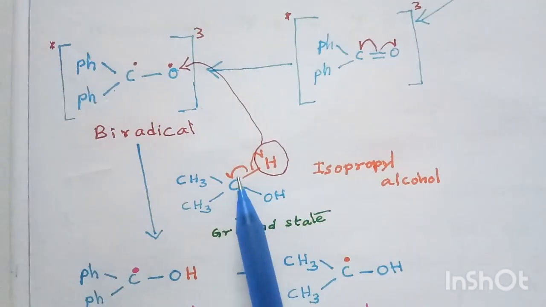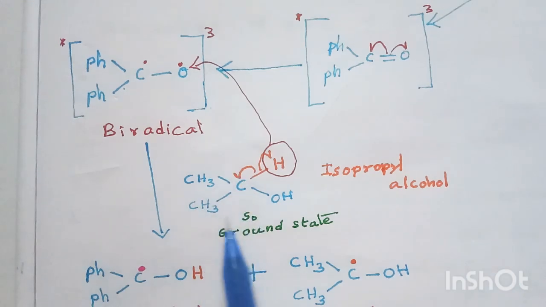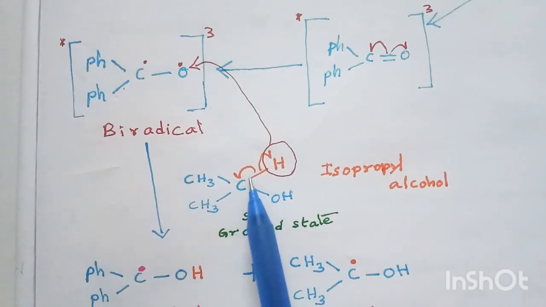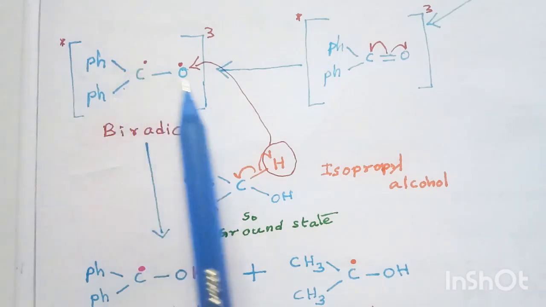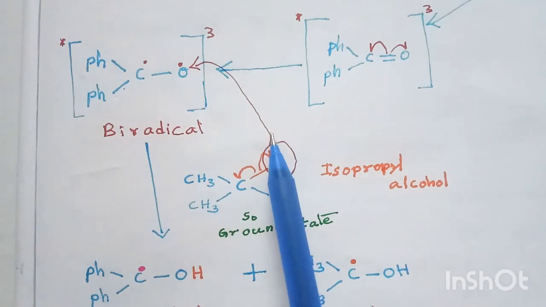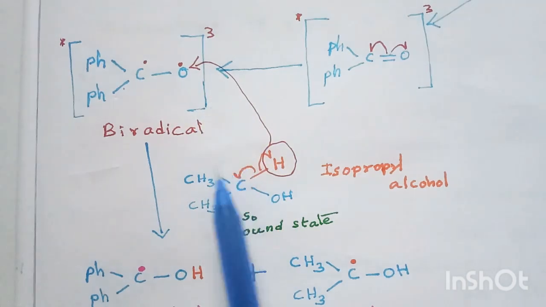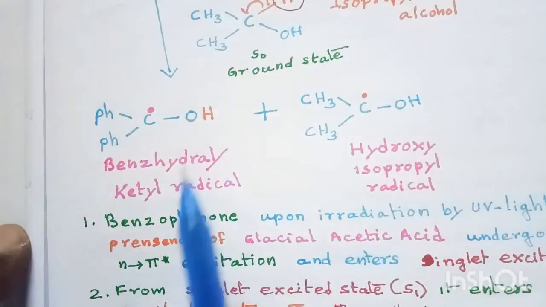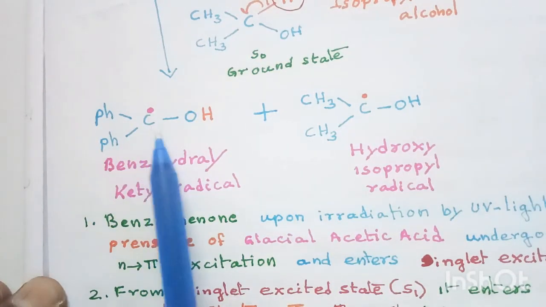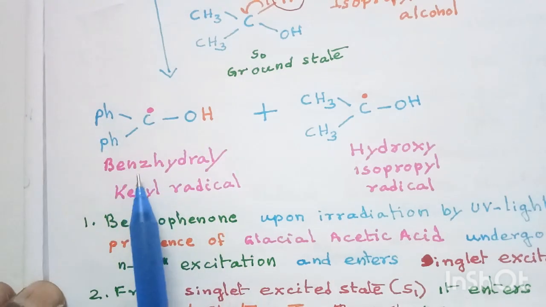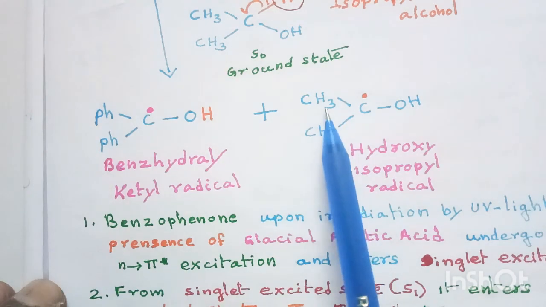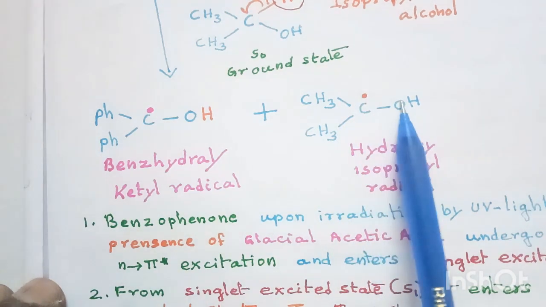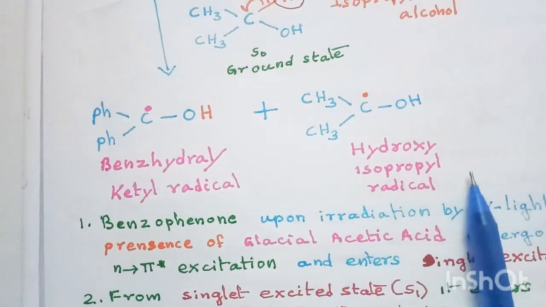Then this biradical will react with isopropyl alcohol, that is (CH3)2CH-OH. The oxygen radical of the biradical abstracts the hydrogen from isopropyl alcohol to give us two new radicals. They are Ph2C-OH radical, which is called benzhydrol radical or ketyl radical, and (CH3)2C-OH radical. This is hydroxy isopropyl radical.